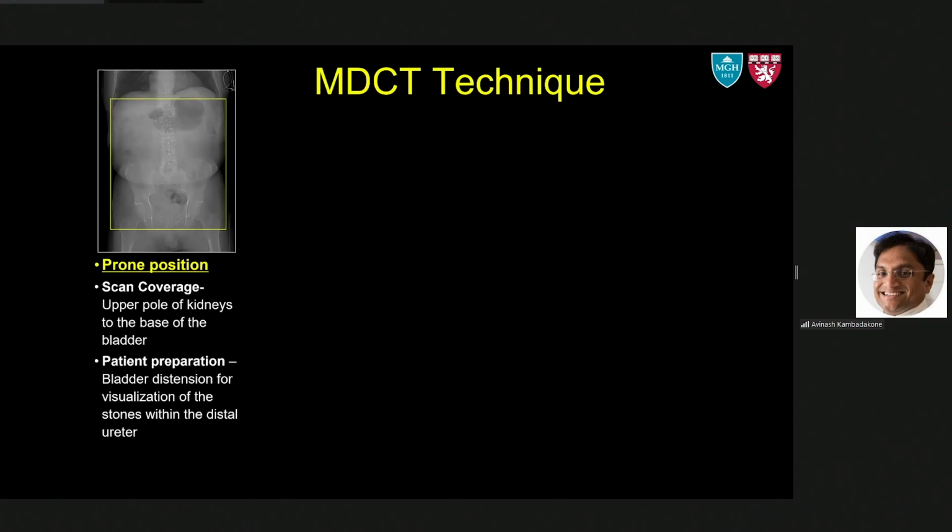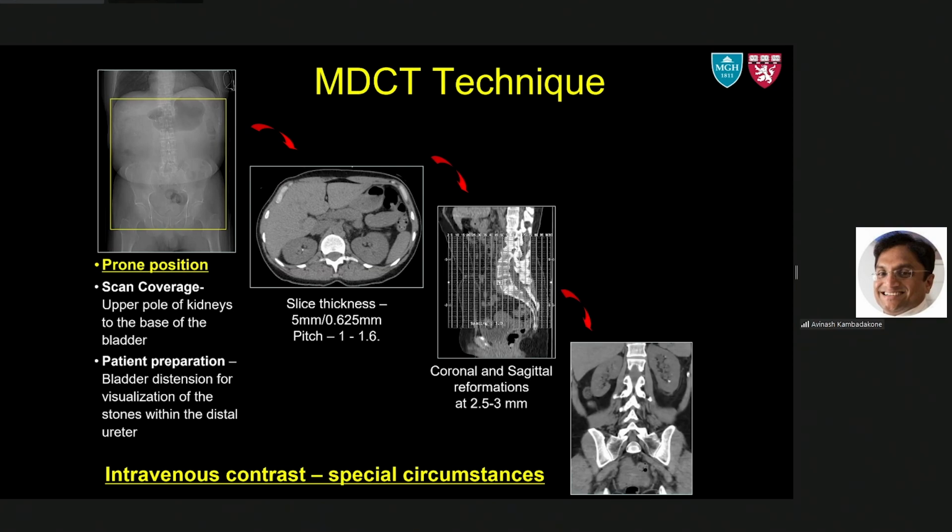Now, just quickly going over our MDCT technique, we perform all our stone protocol CT in the prone position, and that is because of specific requests from the urologists who want to differentiate stone stuck at the vesico-ureteric junction from bladder. We scan from the top of the kidneys to the bottom of the pubic symphysis to reduce the number of slices, thereby reduce radiation dose. Typically, we do not give intravenous contrast except in special circumstances.